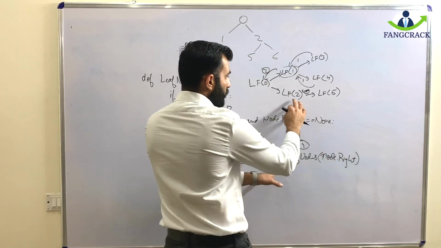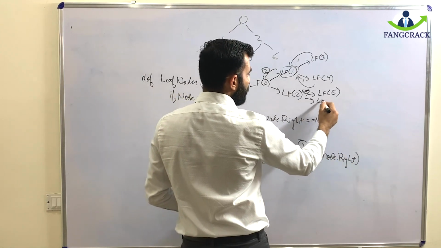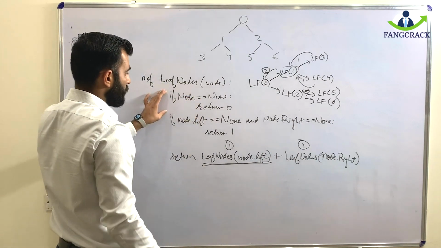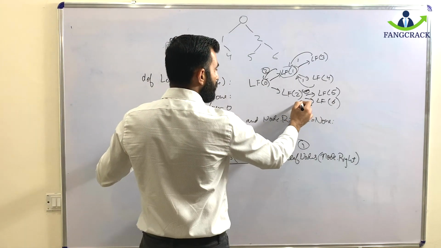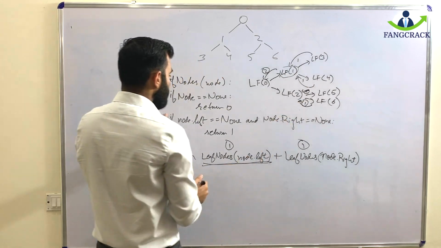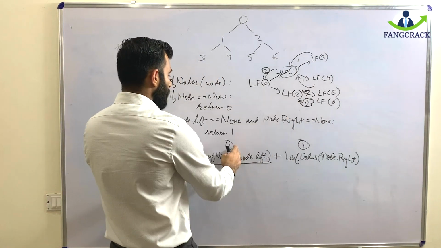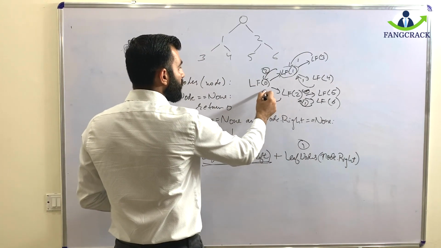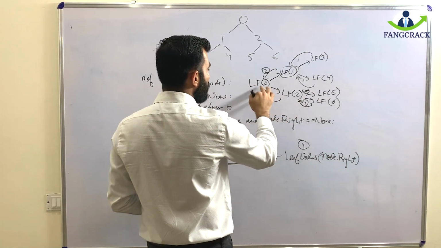Again, so this part is done for 2. Now the right part for 2 is going to be executed, which is leaf node of value 6. It comes here. This is not true. This is true. So 6 will also return a value of 1. So now 2 will have 1 plus 1 returned from 5 and 6 respectively. So 2 will return a total count of 2 to 0.